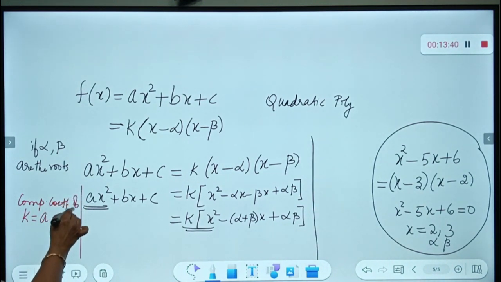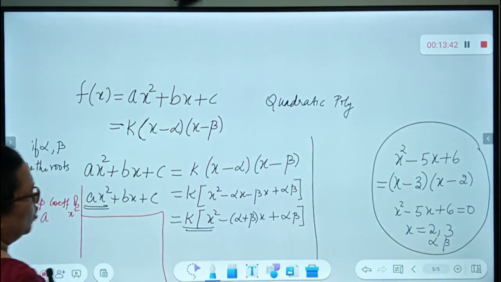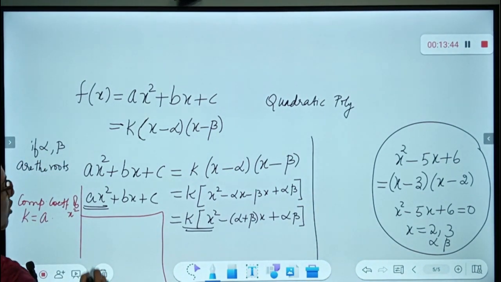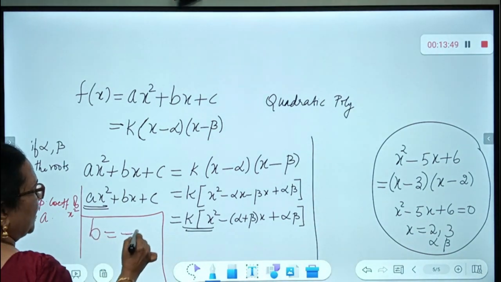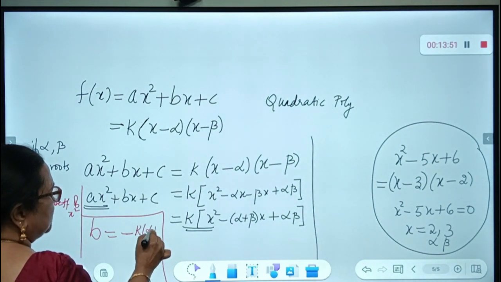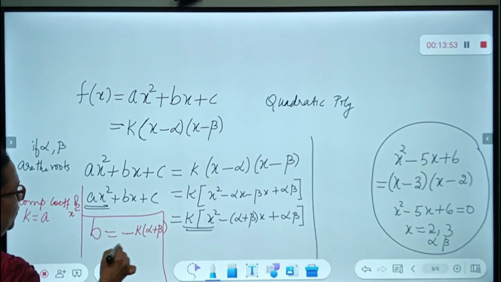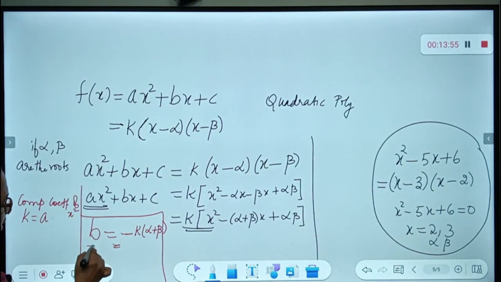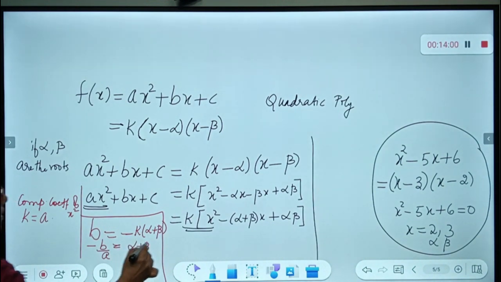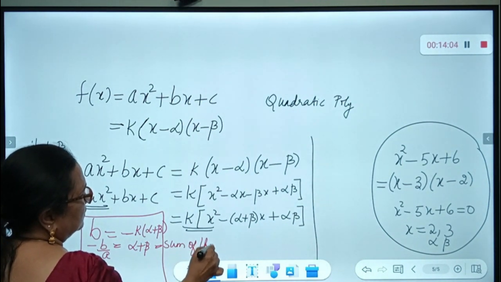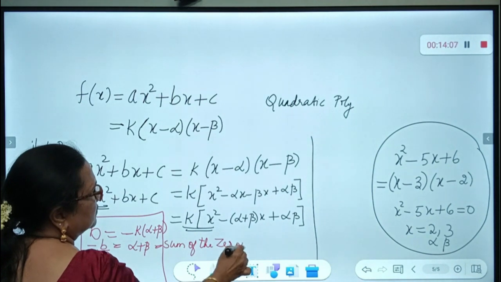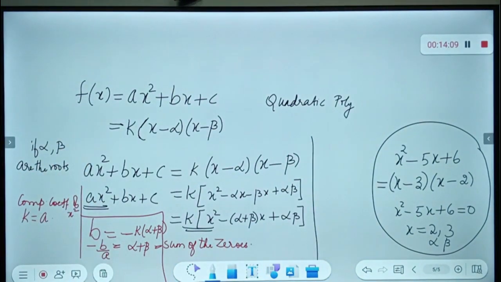When I compare the coefficient of x, what will I get? On the left hand side I have b, on the right hand side I have minus k into alpha plus beta, but k we have found to be a, so I am bringing this here. So minus b by a equal to alpha plus beta, which is the sum of the roots or the sum of the zeros. So the sum of the zeros is minus b by a.